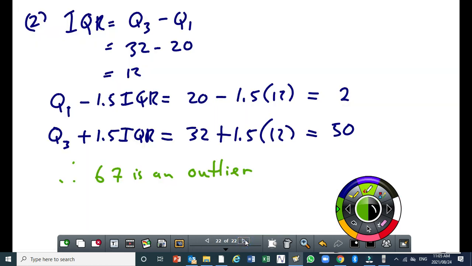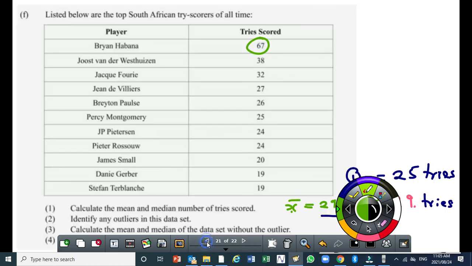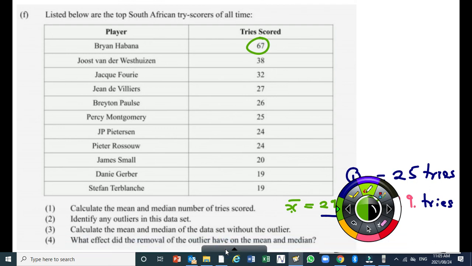Right, then the next question says, what effect does the removal of the outlier have on the mean and the median? Now, this is interesting. So, we have answered number one, we've answered number two, we've identified our outlier. Now, the third question says, we need to calculate the mean and the median of the data set without the outlier. Without the what? The outlier.